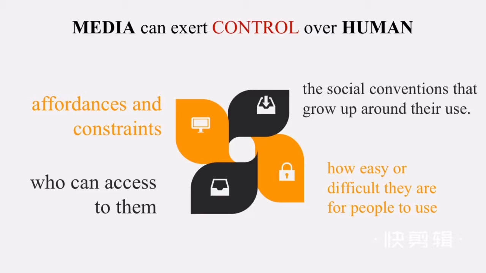Besides, there are also some apps that need to be purchased when you want to use them. That's what we call who can access them, which can exert control over humans. And the last one is how easy or difficult some media are for people to use. There are some applications with one button, but also some applications such as online video games with so many operational keys that you even need some professional knowledge about them. So there are so many ways that media can exert control over us. So we should keep a critical thinking about it. The next I will leave for my other friends.